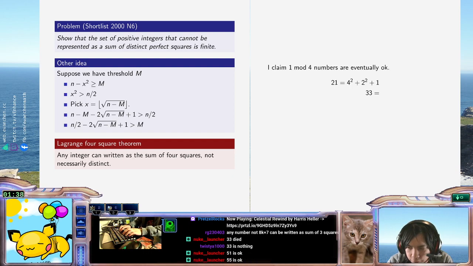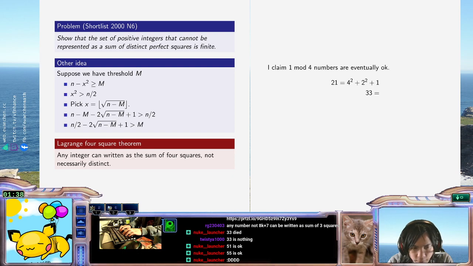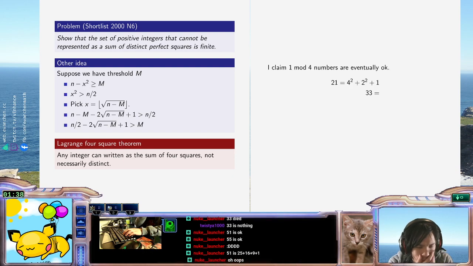Is okay, 55. Aren't those numbers 3 mod 4? If 51 is 3 mod 4, right? I don't really care about it. Is bad. Oh, that's not good news. No, 59 is also 3 mod 4. Guys, I'm looking at some more fun numbers.